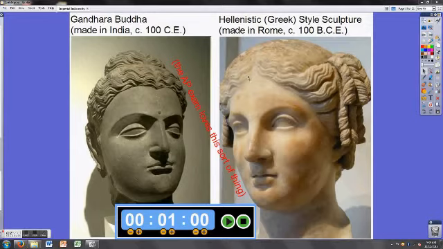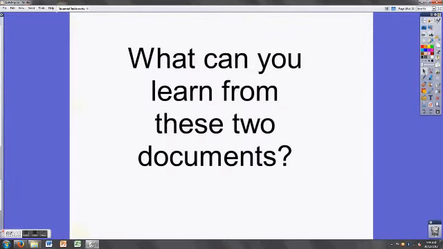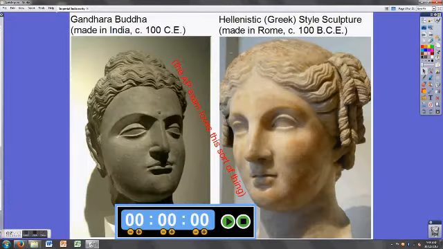So that's the basics about these two documents, but a bigger question is, what can you really learn from the similarities in these two images, combined with the fact that you know one is from India about this time, one is from Rome about 200 years earlier? What can you tell based on that information? Take about 2 minutes and see what you guys come up with.